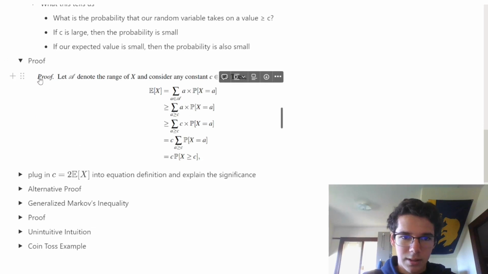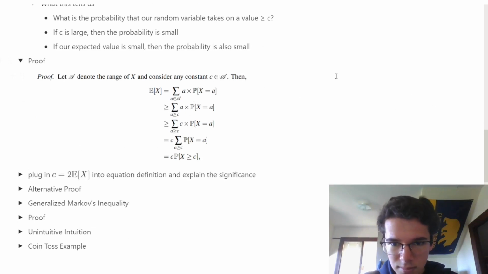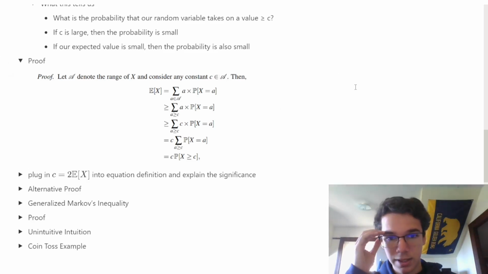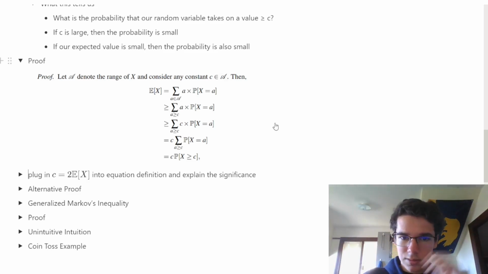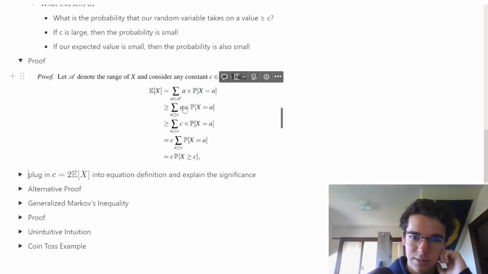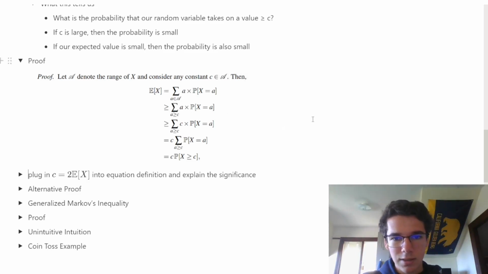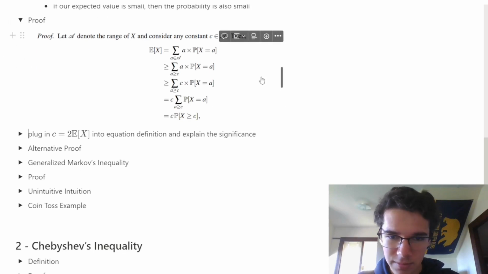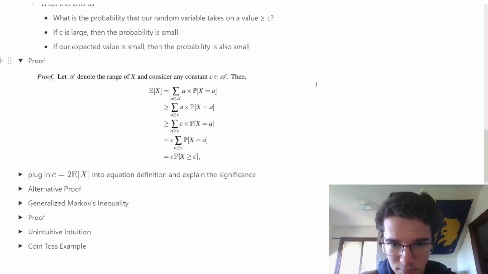So we're just going to, I don't really know what this is called, I'll just call it the capital A. Denote the range of x, and we're going to consider some constant that is within A. Okay. So just using the formula for expected value, we're going to say that the expected value of some random variable x is going to be the sum of each value in the range of the random variable times the probability that that random variable takes on that value, straight from the definition of expectation.